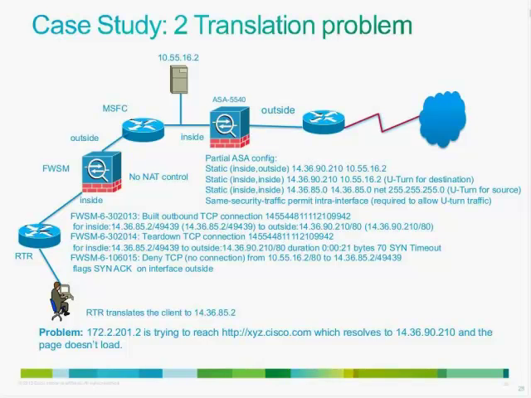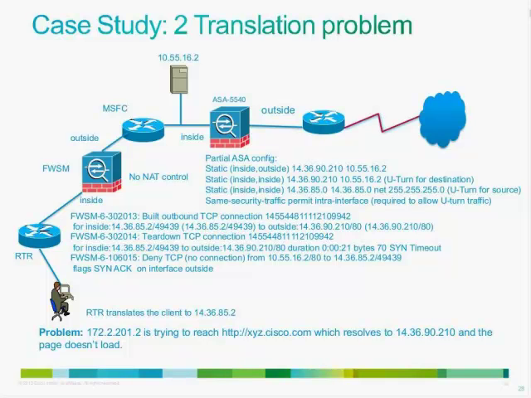And right after that, you see the deny TCP no connection. Look where it is coming from. It's coming from the 10.55.16.2 address, right there in between the MSFC and the other ASA, which is our gateway to the internet. Notice that the packet is destined to my client's translated address, 14.36.85.2, and the source port all matches. You see the source port is 49439.